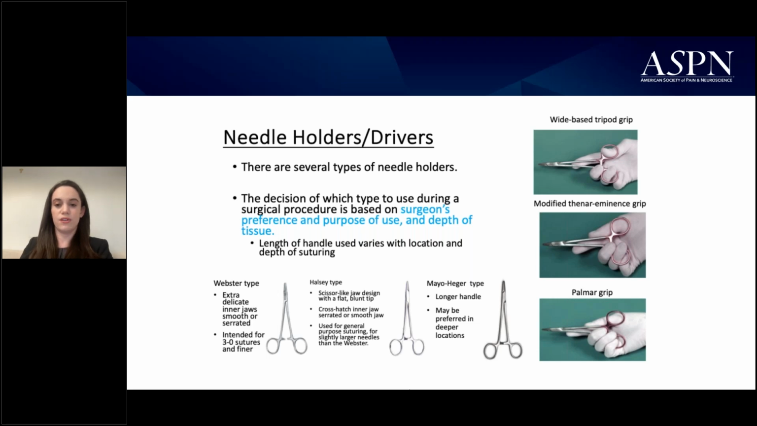And you can see on the right, there are three different ways to hold the needle driver, and no one is superior to the next. Next slide, please.